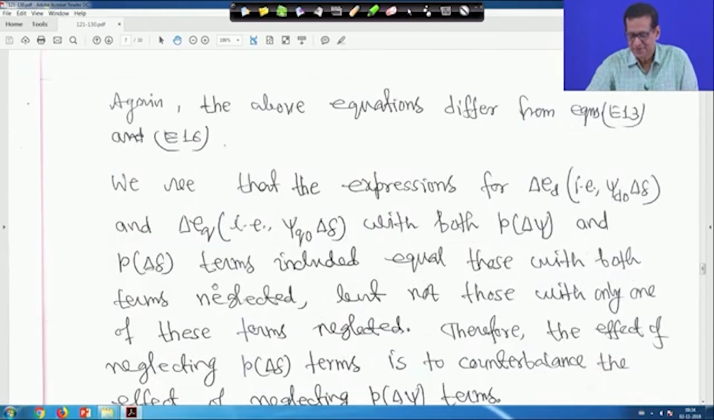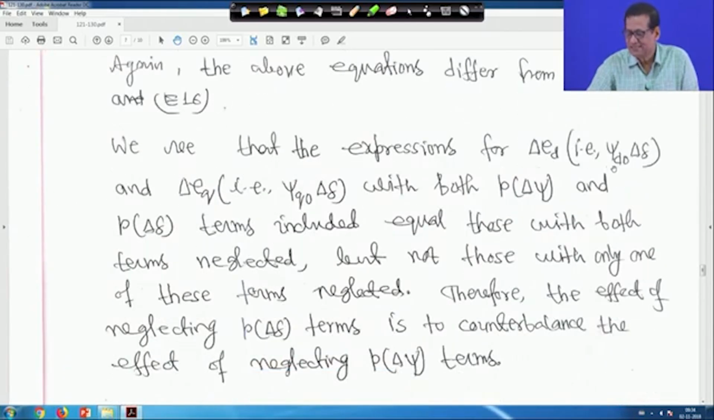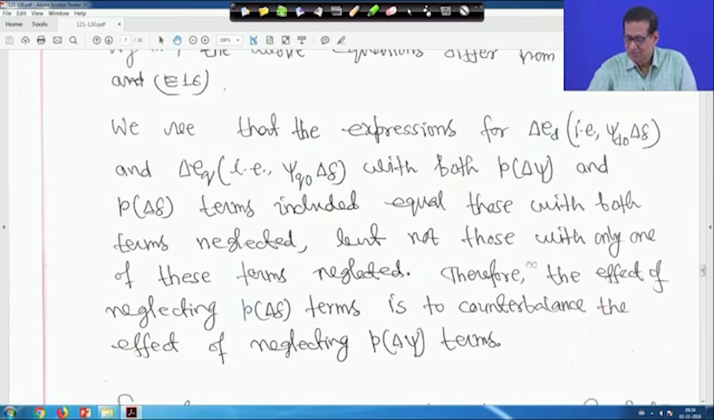So, we see that the expressions for delta Ed, that is psi d 0 delta delta, and delta Eq, that is psi q 0 delta delta, with both p delta psi and p delta delta terms included are equal to those with both terms neglected, right. So, if you include or drop both, it is the same, but not with any one of these terms neglected, right. Therefore, the effect of neglecting p delta delta terms is to counterbalance the effect of neglecting p delta psi terms. P delta psi means p delta psi d and p delta psi q, right.